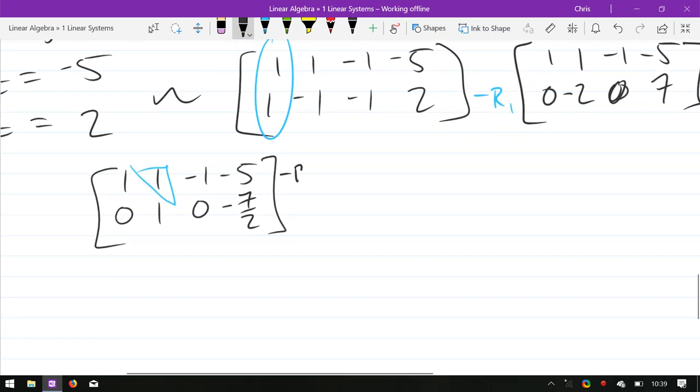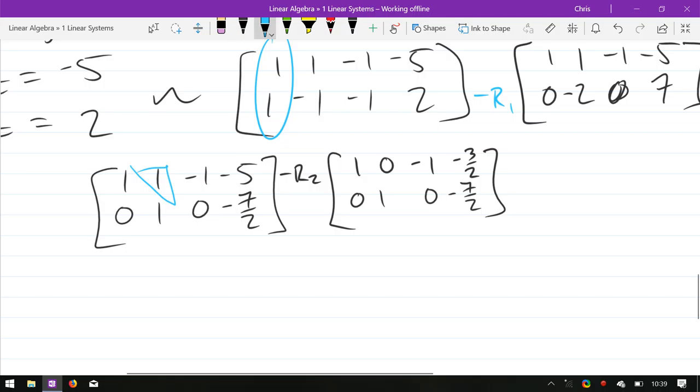So that's row 1 minus row 2: 1, 0, negative 1. Oh no, we have fractions. So that'll be negative 10 halves plus 7 halves, which is negative 3 halves. Any questions on the operations so far?